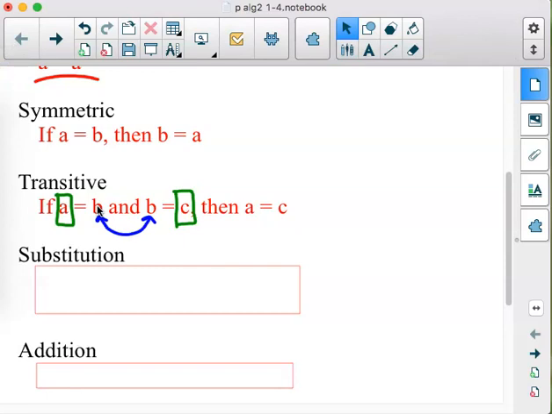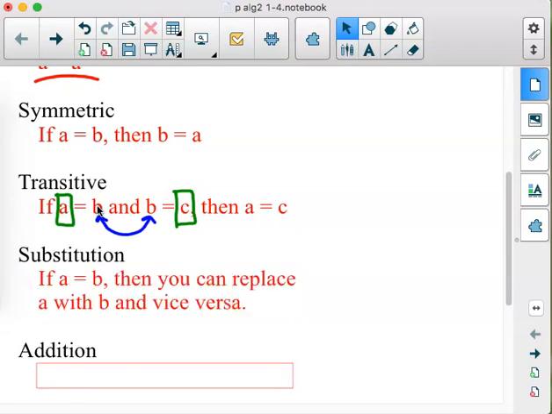Substitution we use whenever we have to evaluate. Evaluate means take a number, put it in for the variables in the right spots, and then figure out what you get for an answer. So substitution says if A equals B, basically wherever you see an A, you could replace it with a B. Wherever you see a B, you could replace it with an A. Whatever's going to make it easier for you. Like I said, in Algebra 2, we're becoming master manipulators of numbers and letters.